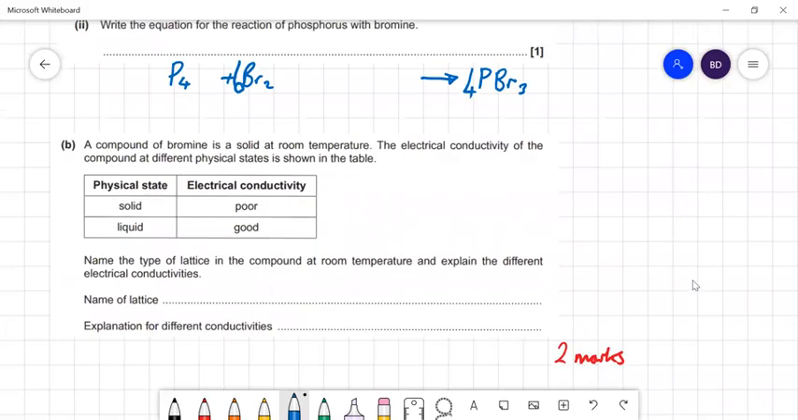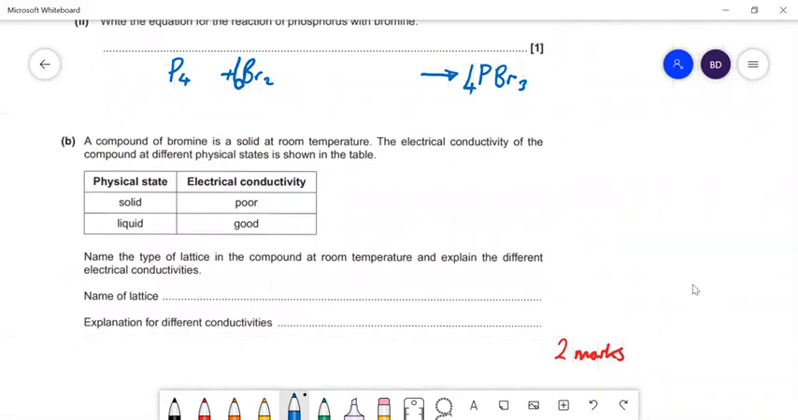Okay, right. The compound of bromine is a solid at room temperature. Okay, so we can see when it is a solid, it won't conduct. When it's a liquid, it will conduct. Okay, so that is obviously an ionic compound. So it's an ionic lattice.